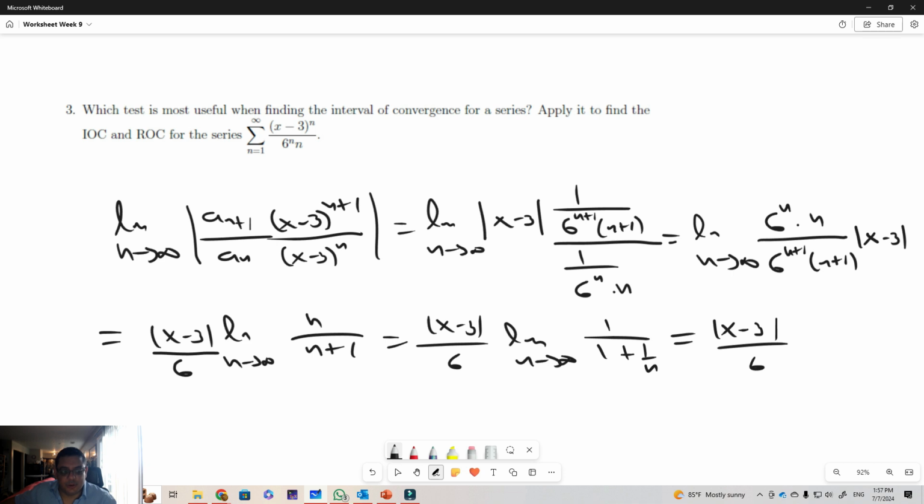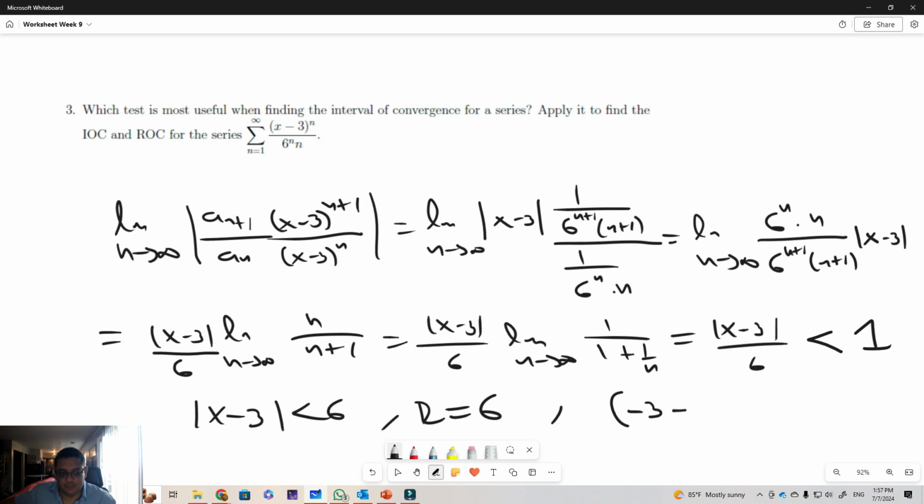Now for this to be convergent, this has to be less than 1 according to the rules for the ratio test and for the root test that are used for convergence. And so this means that the absolute value of x minus 3 should be less than 6. This means that the radius of convergence is going to be 6, and that the interval of convergence is going to be minus 3 minus 6, minus 3 plus 6, or is going to be from minus 9 to 3.